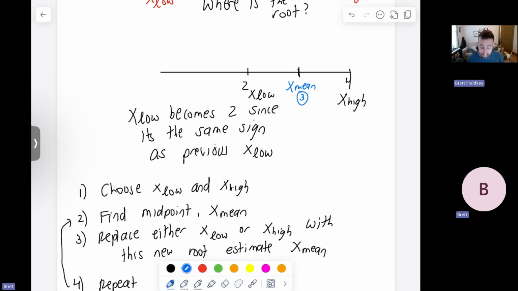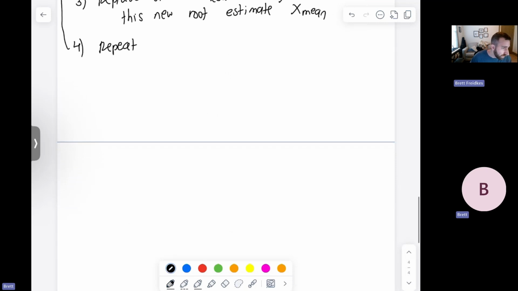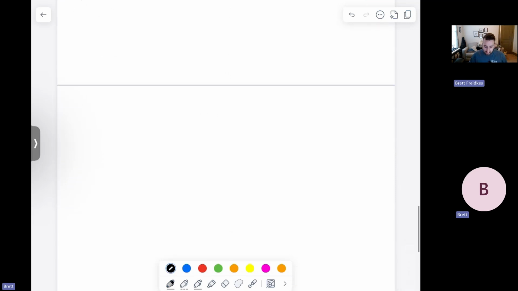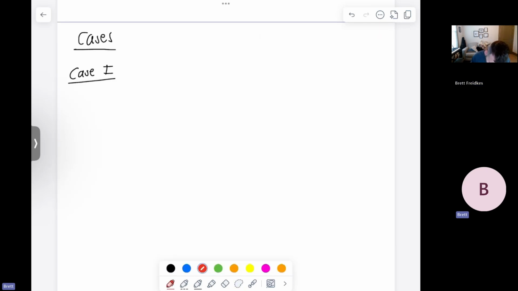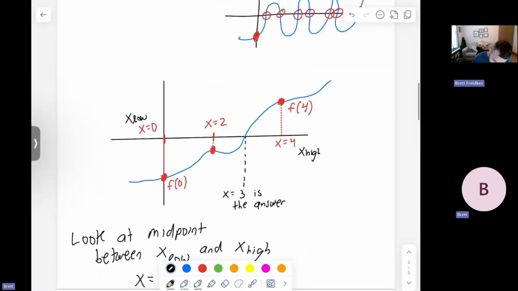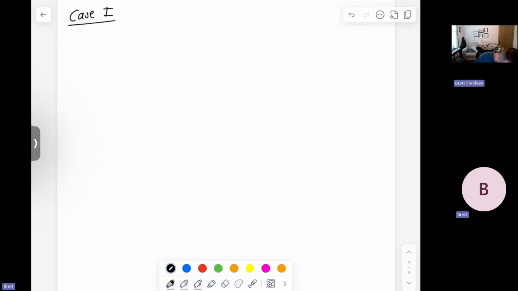And then we found the answer. That is the general idea. So let's go ahead and look at the possible cases. Okay, so let's look at case 1, which will be a repeat of what we just did. If you come back up to what we just did, we see that I had an x mean that ended up with a negative function value. Let's show what happens there.